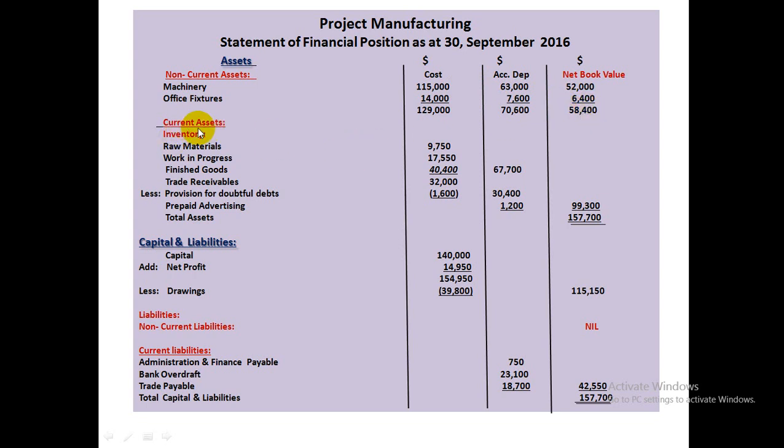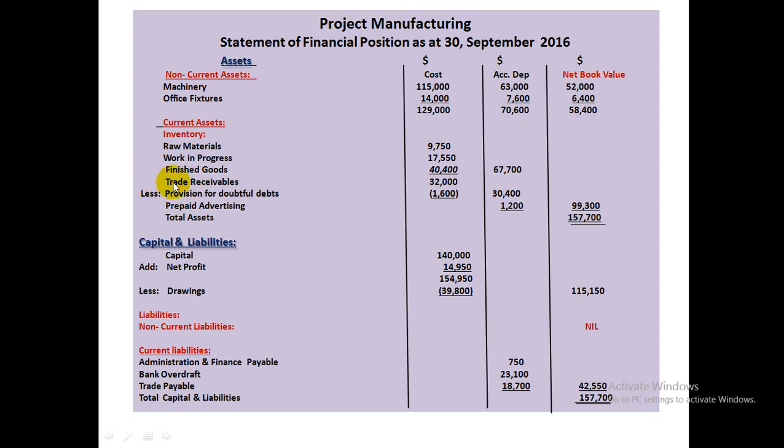Let's talk about the total current assets now. We'll work on the first important current asset, inventory. For a manufacturing business, inventory is always given in three forms. The first form is raw material, the second form is work in progress, the third form is finished goods. We will total all these three inventories and write the total inventory here. This is our first current asset.